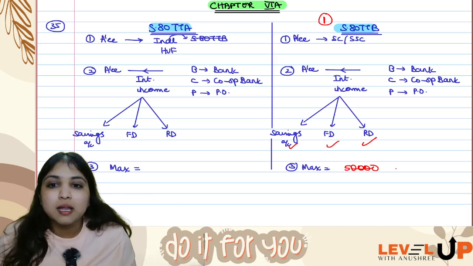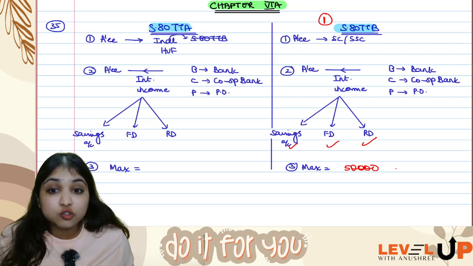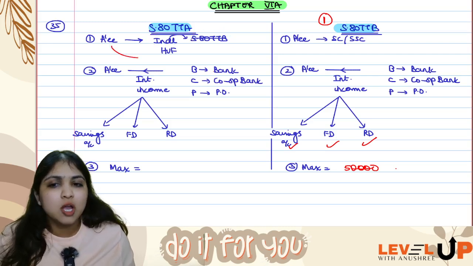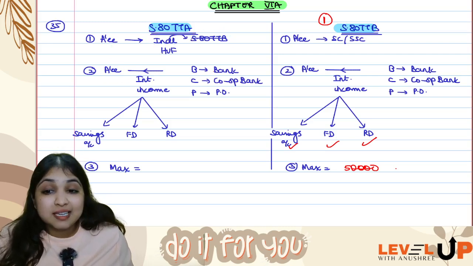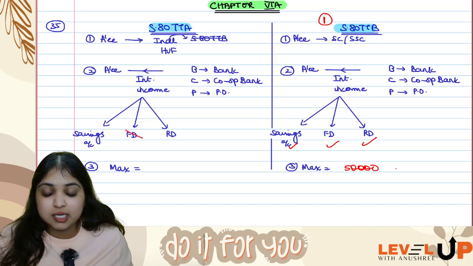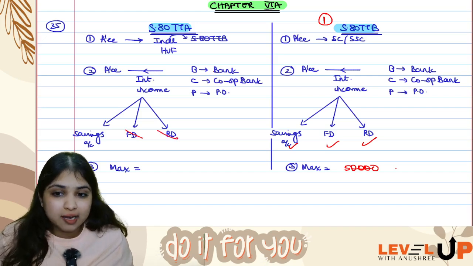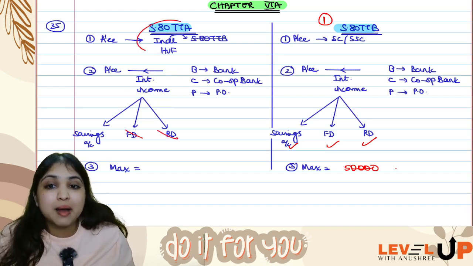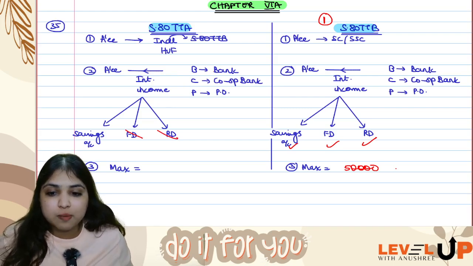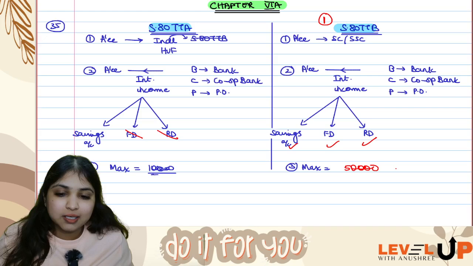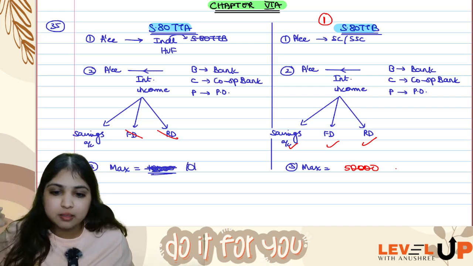Okay, coming back. So for 80TTA, assessee has to be an individual to whom 80TTB is not applicable, or assessee has to be a HUF. This assessee is earning interest income from BCP, but it has to be only savings interest income. It should not be FD or RD interest income. So on this interest income under 80TTA assessee will get a deduction, but maximum how much? Maximum only 10,000 rupees.